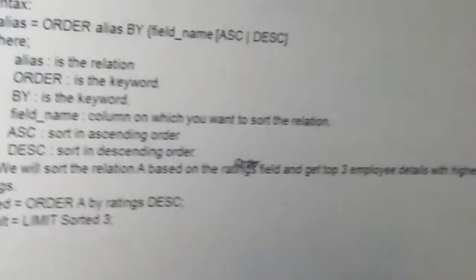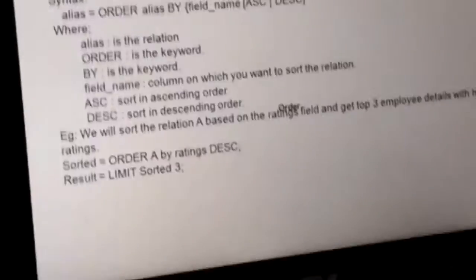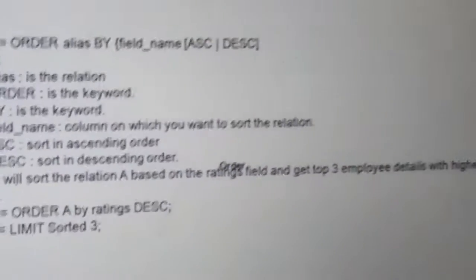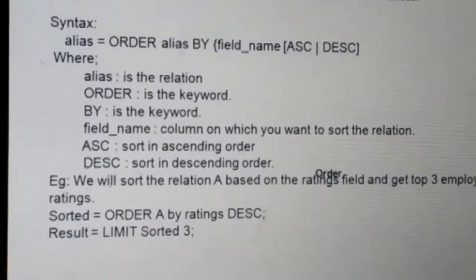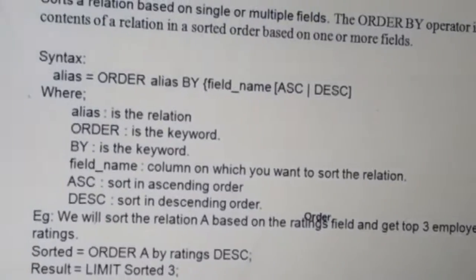Now we'll see an example. We will sort the relation A based on the rating field and get the top 3 employees' details with the highest rating. So there is one variable, sorted equal to, which is used to hold the result. Now sorted is acting as a bag, you can say. There can be a result of more than one tuple. So sorted equal to order A by ratings in descending order. So result equal to limit sorted 3. So this will limit how many records you would like to withdraw.